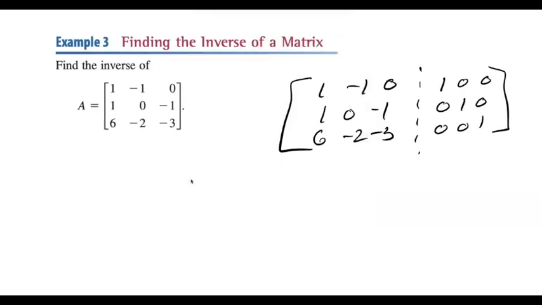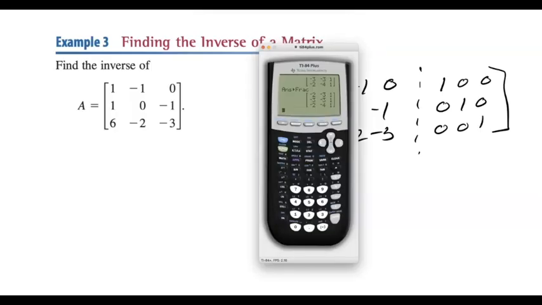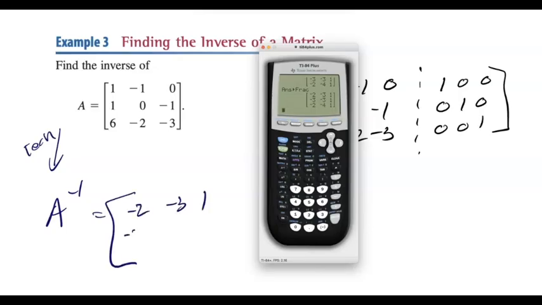Actually, just to show you, well, first, let's write down our answer. Our inverse here, using the calculator, we're going to use technology, is negative 2, negative 3, 1, negative 3, negative 3, 1, negative 2, negative 4, 1. That. Let me show you.